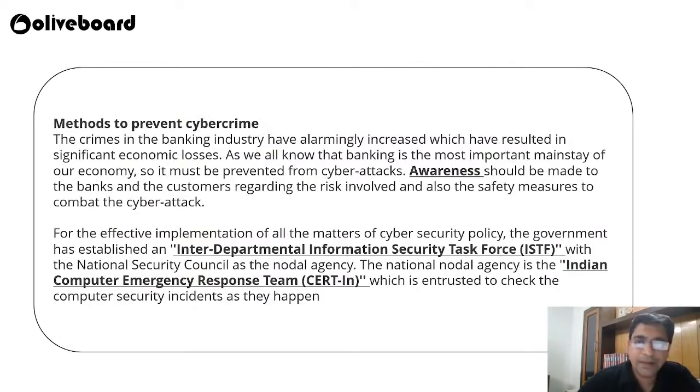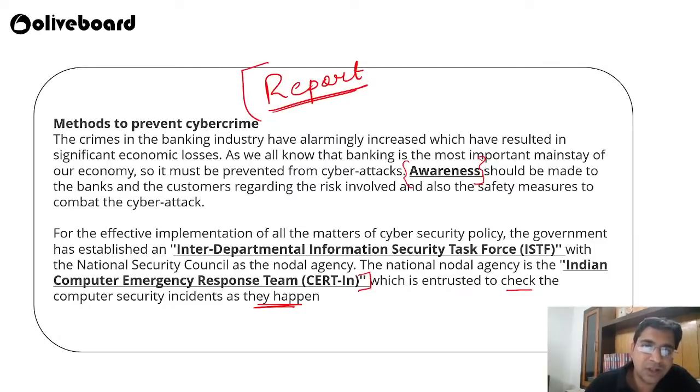So what is the method of preventing cybercrime? First of all, awareness, financial literacy, and technological literacy are the most important aspects to prevent cyber crimes from happening. Then we have the Interdepartmental Information Security Task Force. Then the Indian Computer Emergency Response Team, CERT-In, is there. They check computer security incidents as they happen, so we have to report the cases. Most people, if something happens to them, do not normally report the cases. Reporting of cases is very necessary in order to take necessary action.